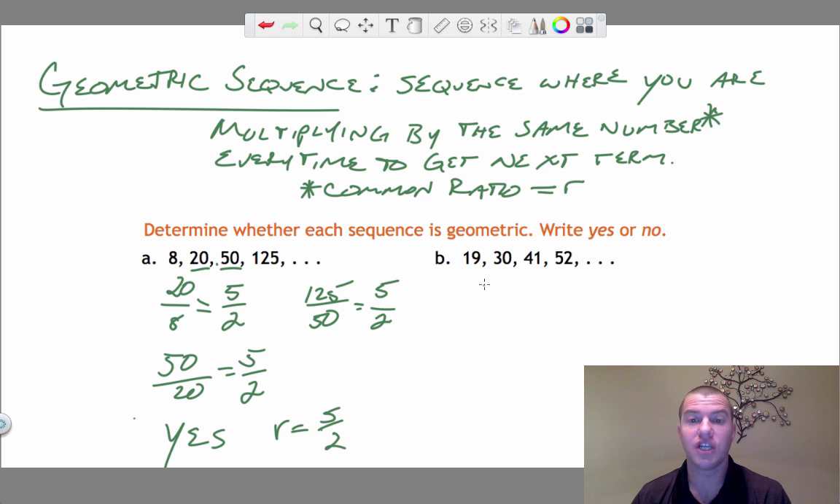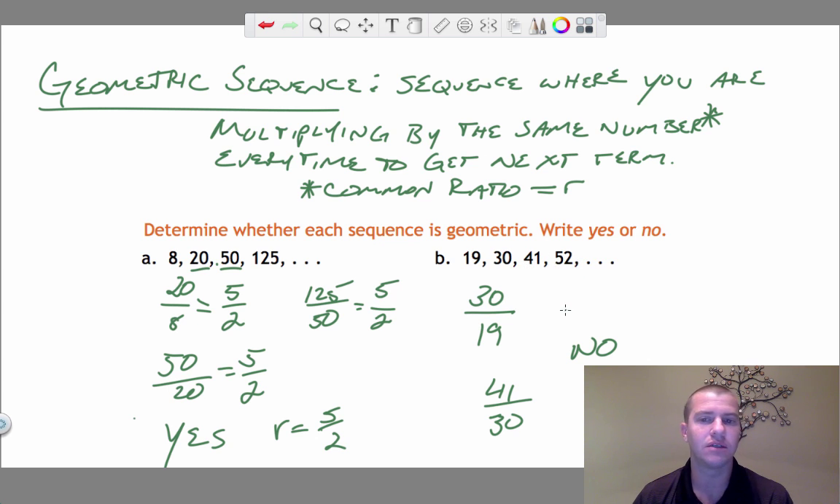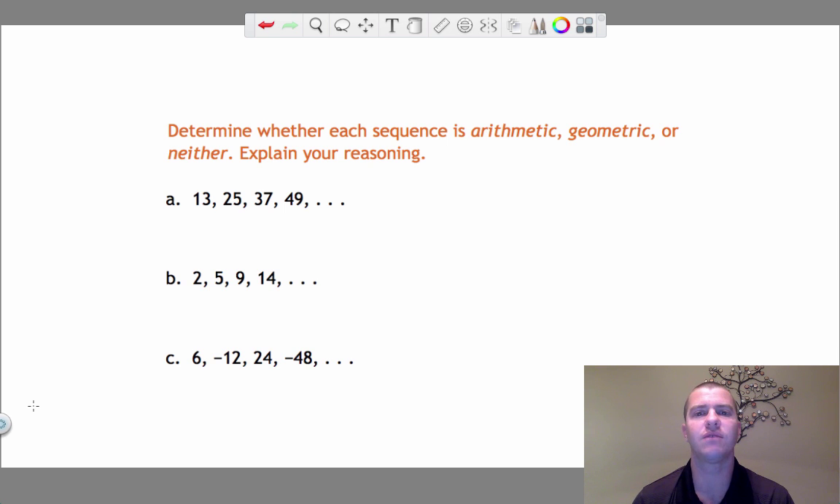This one, to tell if it's a geometric sequence, I would want to do 30 divided by 19. That doesn't reduce, and it's not the same thing as 41 divided by 30, so this one is no. If you check the pattern here, you are adding 11 every time, so this would be an arithmetic sequence. Now, to determine if each sequence is arithmetic or geometric, go ahead and pause it and try to do it on your own. There is a possibility of it being neither as well.